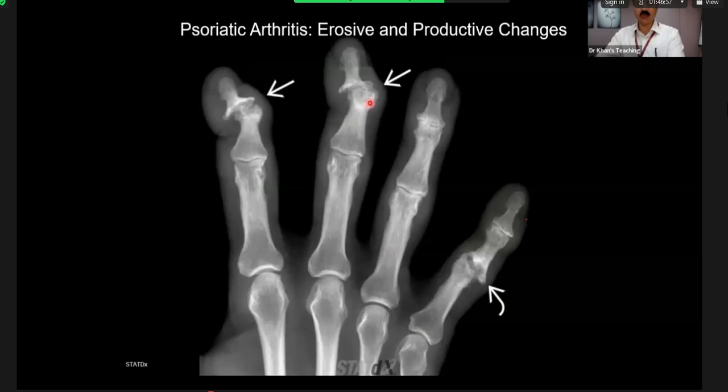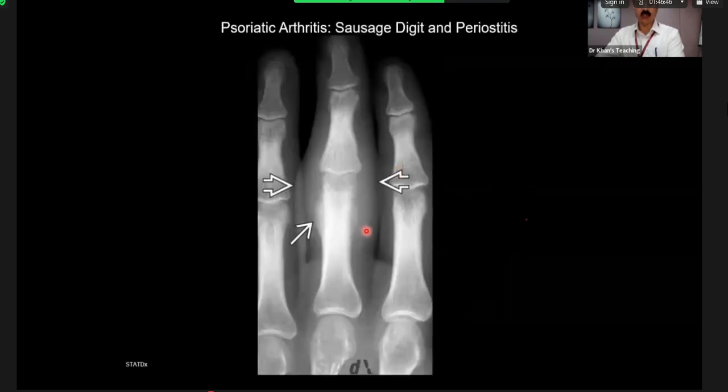Psoriatic arthritis, you can see involvement of the distal interphalangeal joint. You can see new bone formation also, which is, look at this one. This is known as a sausage digit. You can see a lot of soft tissue. You can see this periostitis or periosteal new bone formation.